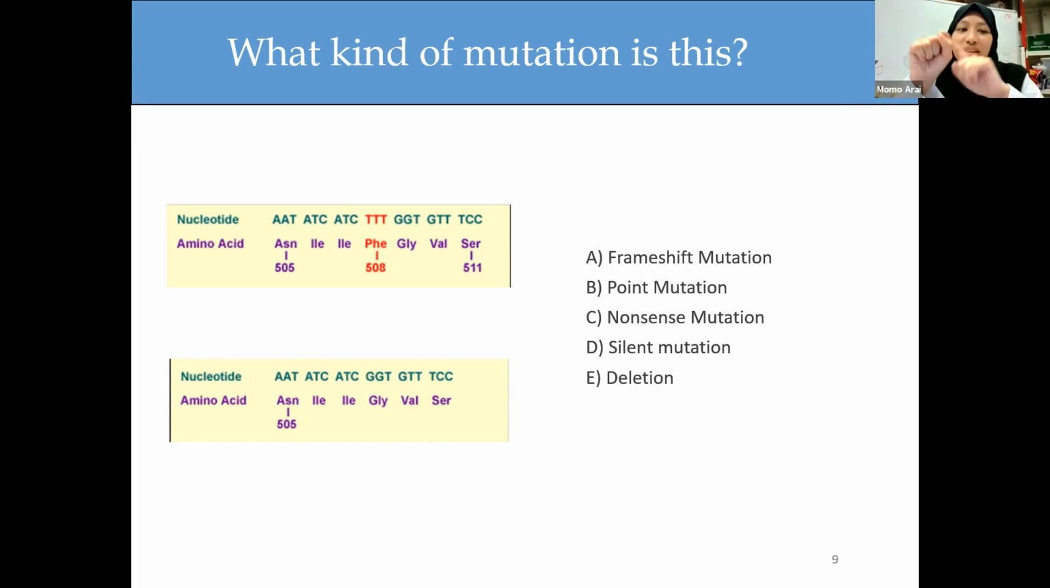Deletion can happen on its own. So here, it happened on its own without frame shift mutation, or it can have frame shift mutation. Do you get that? Yeah, okay, good. If you're still confused by the end, just let me know. I have questions too at the end.